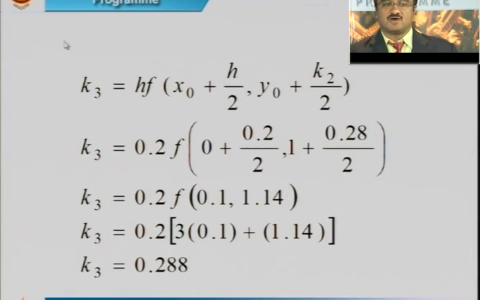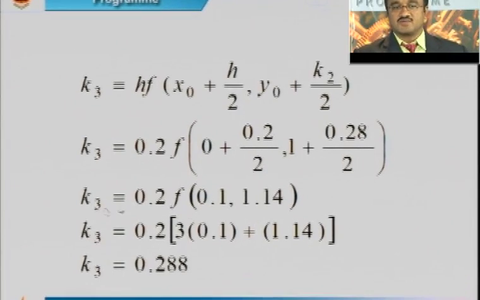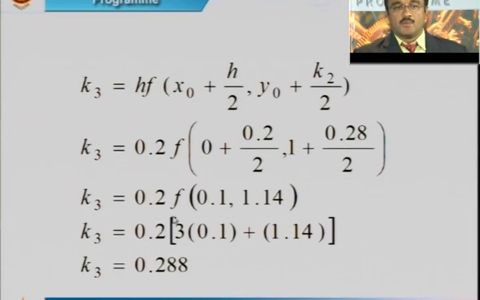Then the same thing for K3, h of f of x naught plus h by 2 comma y naught plus K2 by 2. Here x naught as usual 0 and the corresponding h is 0.2. Now substitute here. Simplification of this, we get K3 is 0.2 into f of 0.1 comma 1.14. Now these values you have to substitute in the given function. We get 3 into 0.1 plus 1.14. The simplification of this will give the K3 value, that is 0.288.